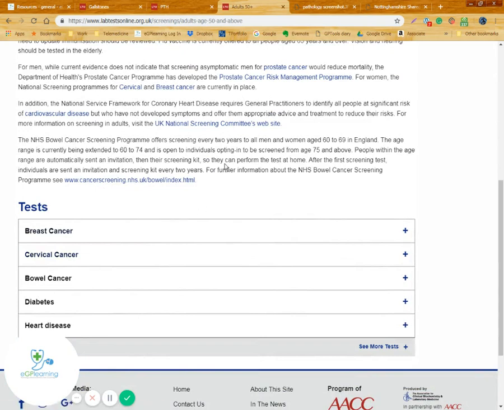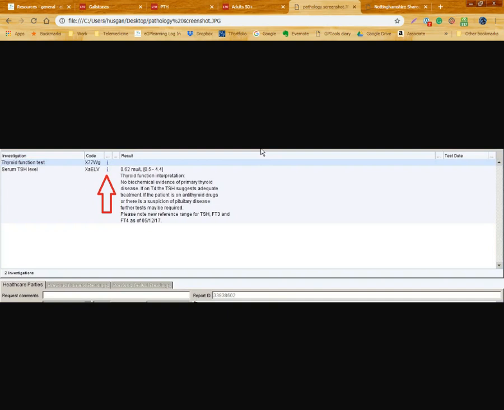As an extra little tip, if you are a SystmOne user, there's a really quick hack to get to Labtest Online. When you're in the pathology results section, whenever you see the blue eye here in the pathology section, double clicking on that will automatically take you to the Labtest Online page for that particular test. Really quick and easy way of getting some information if you're unsure of the results that you're looking at.